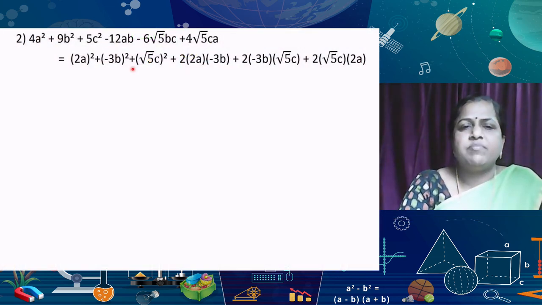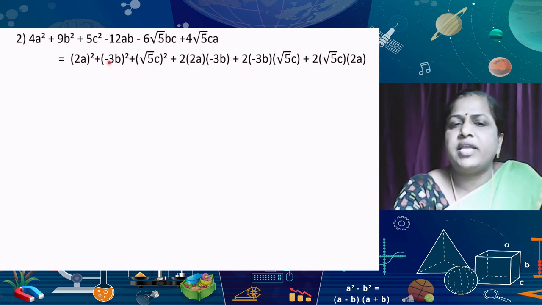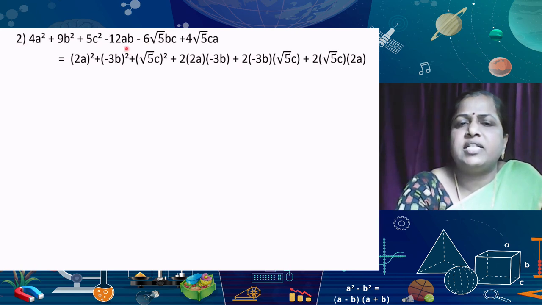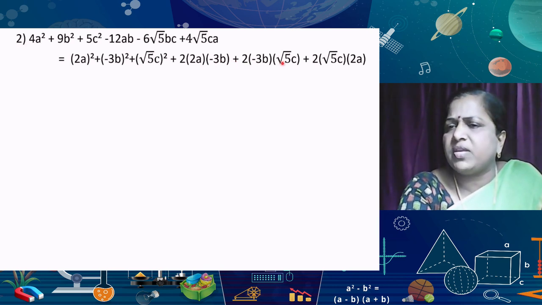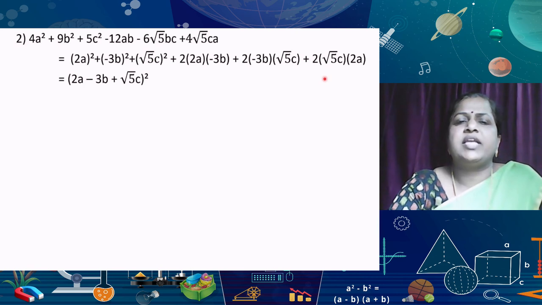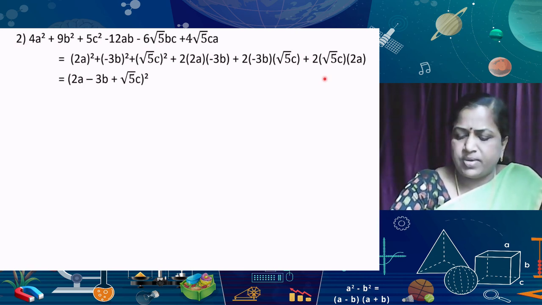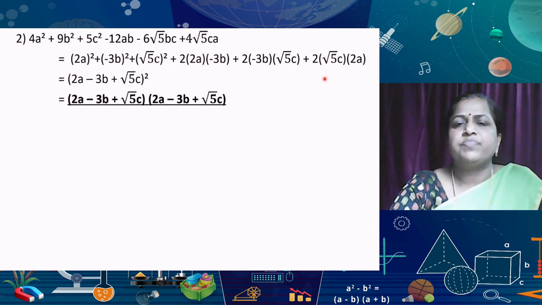Now, the third term is 5c square, that is root 5 into root 5 is 5, and root 5c the whole square. Now, in the second term, how is the minus coming? We have minus in these two terms and the common factor is b. So we keep the minus sign with b. So it is minus 3b the whole square, plus 2 into 2a into minus 3b, 2ab, plus 2bc is 2 into minus 3b into root 5c plus 2 root 5c into 2a. So the answer is 2a minus 3b plus root 5c the whole square. That is 2a minus 3b plus root 5c into 2a minus 3b plus root 5c.